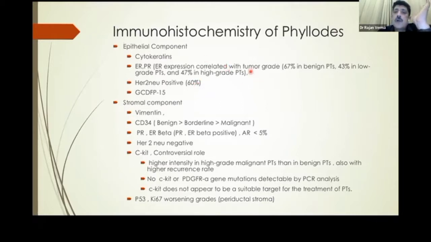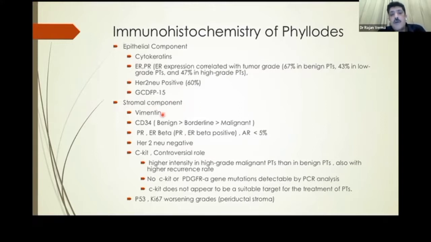The ER expression correlates with a benign phyllodes towards the higher grade phyllodes. It's more positive in benign phyllodes as per studies, around 67%, and in higher grade phyllodes around 40%, 43 to 47% in low to high grade phyllodes tumors. GCDFP15, another marker for breast, is always positive in these epithelial components.